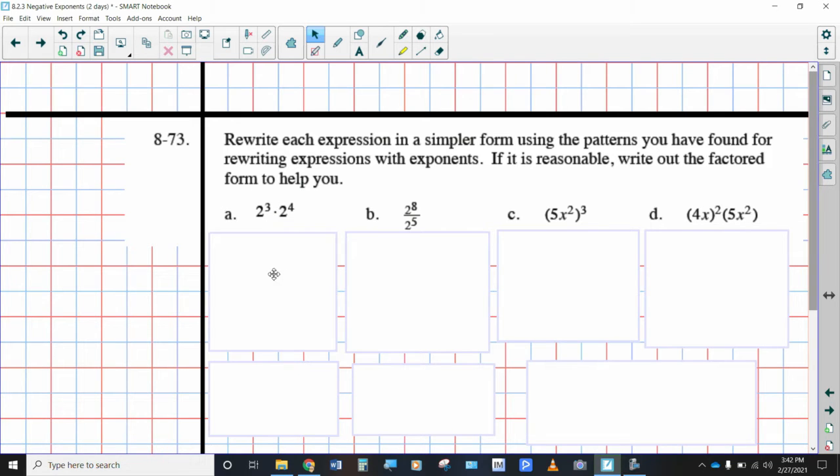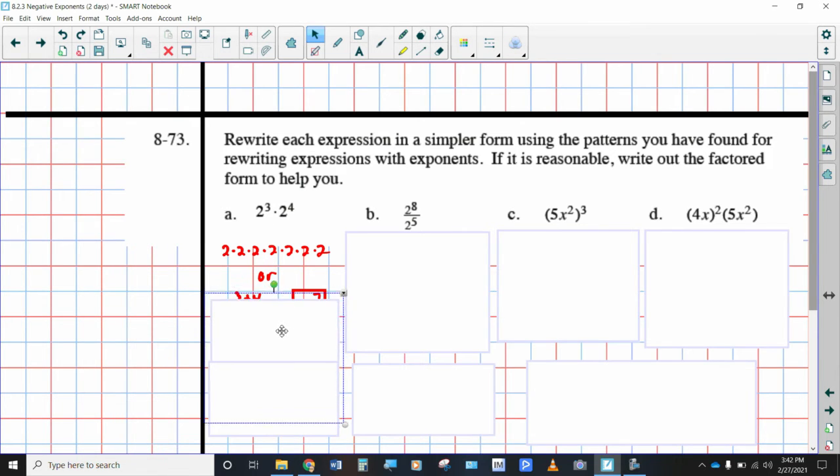Well, 2 to the third times 2 to the fourth, if you expanded it, would have a total of 7 2's multiplied together. Now, if you use the exponent rules, you would see that when you're multiplying two powers together, you keep your base and you add your exponents. So 3 plus 4 is 7. So our answer has to be 2 to the 7th power. You didn't have to expand it out. And nobody really wants to expand these out.